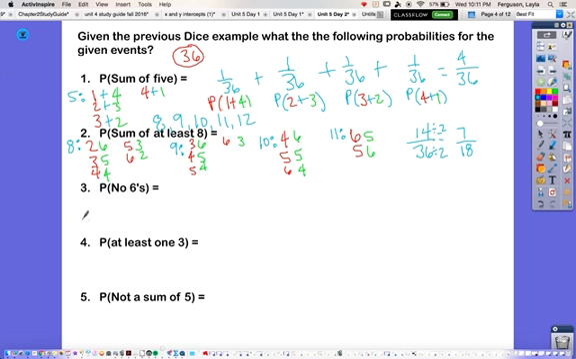For 3, it says probability of no 6s. So if I wanted the probability of no 6s, then that would mean that I rolled a 1, a 2, a 3, a 4, or a 5. Basically, I rolled a 1 through 12 without rolling 6s. So I can't roll a 1. So really it's a 2 through 12 because I have to roll both the dice. I'm not going to get one that doesn't have anything on it.